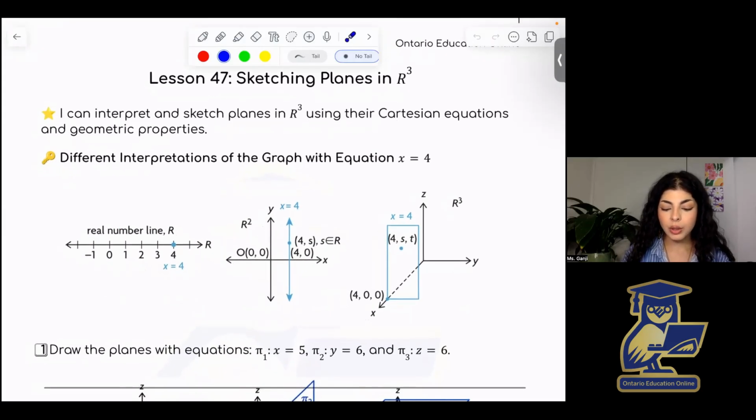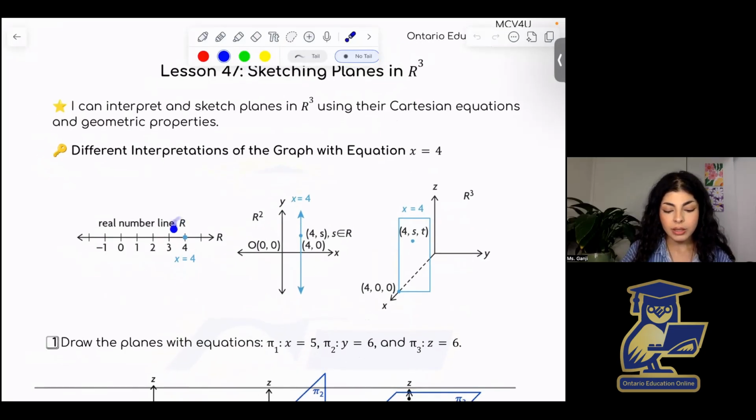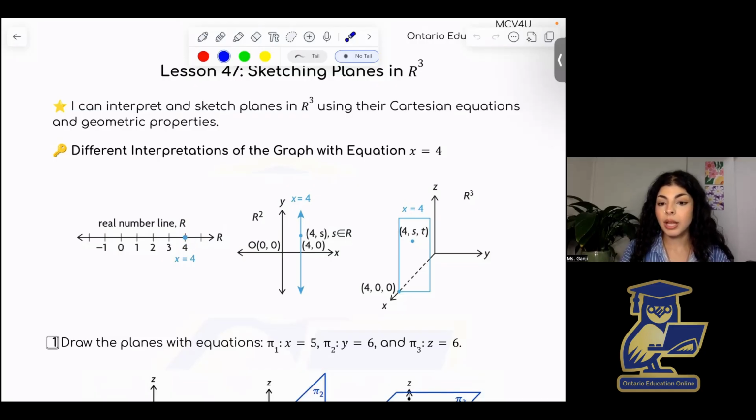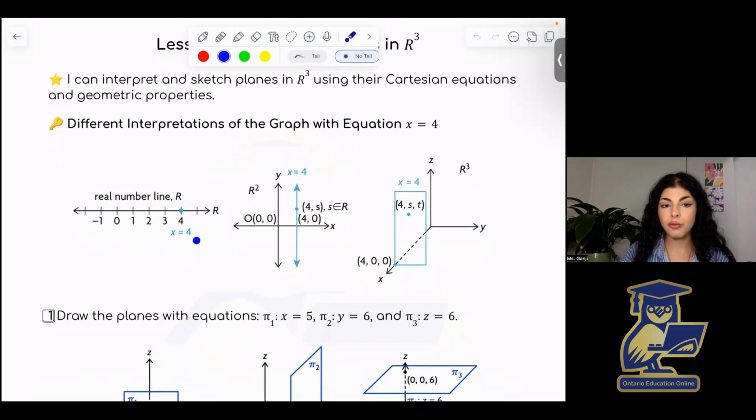Before we get into R cubed, we are going to look at the different interpretations of a graph with the equation x is equal to 4. We have looked at R squared, and now in this course you got introduced to R cubed, and way before that you saw just R, which was your number line. Given x is equal to 4 in R space, our one-dimensional space, this is just our number line, which means you will have a point on the number line, and this point will have an x value of 4.